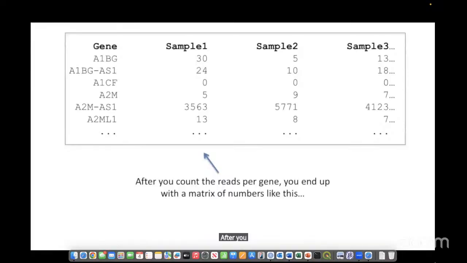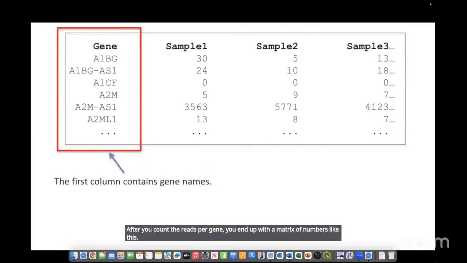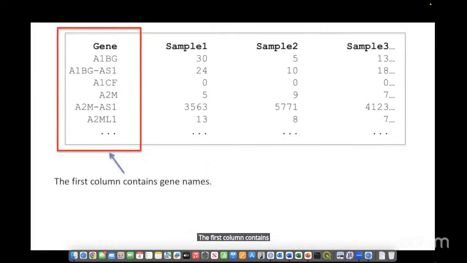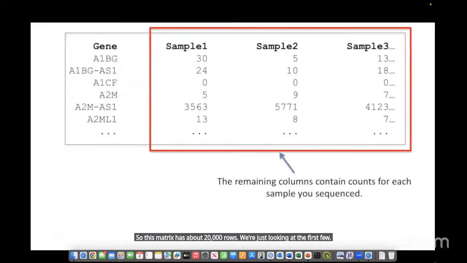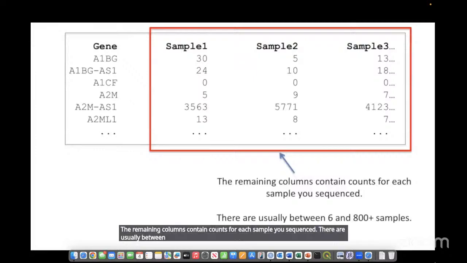After you count the reads per gene, you end up with a matrix of numbers like this. The first column contains gene names. The human genome has about 20,000 genes, so this matrix has about 20,000 rows. We're just looking at the first few. The remaining columns contain counts for each sample you sequenced. There are usually between 600 and 800 plus samples.